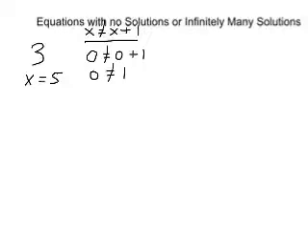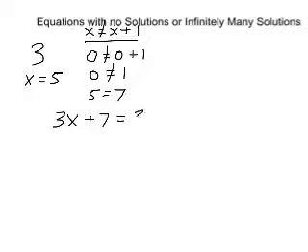If you get an equation like that, if you find that when you're done with the equation you get something that's not equal, like 5 equals 7, then it's no solutions. You can usually spot these early on. If you see the same thing on both sides, but one thing that's different, like let's say 3x plus 7 equals 3x.